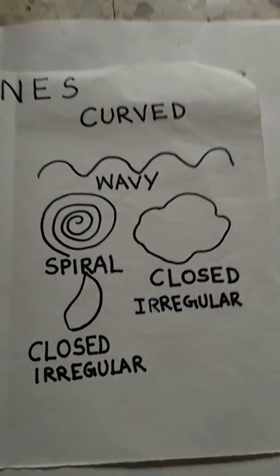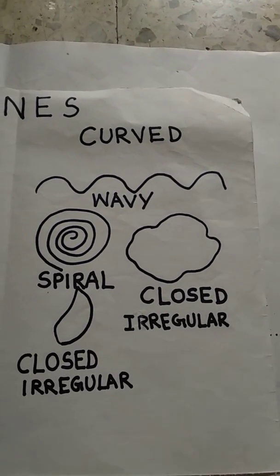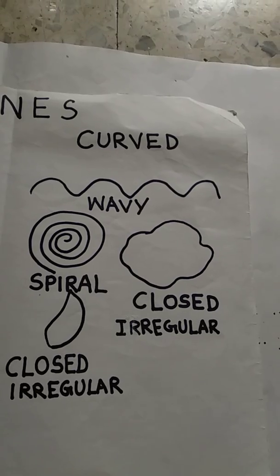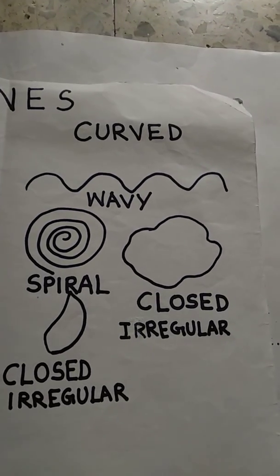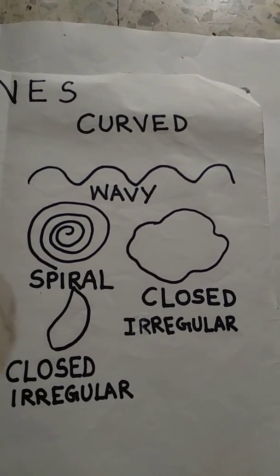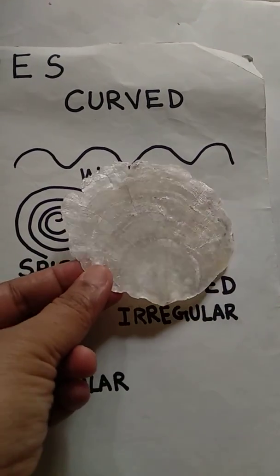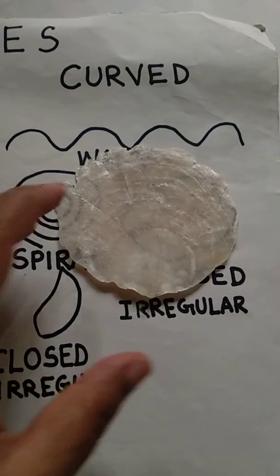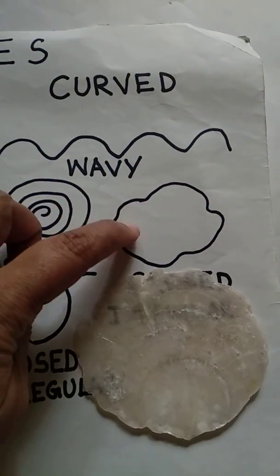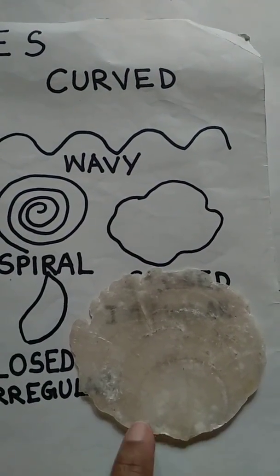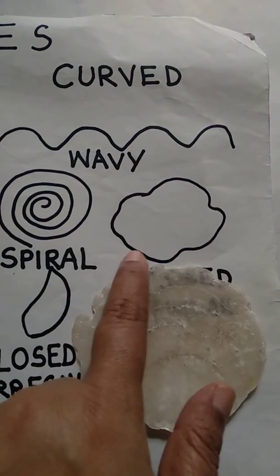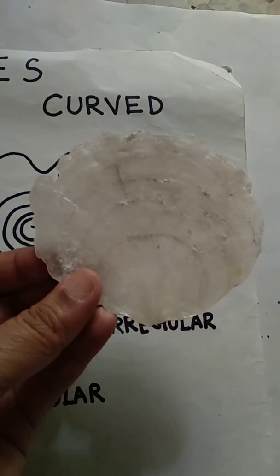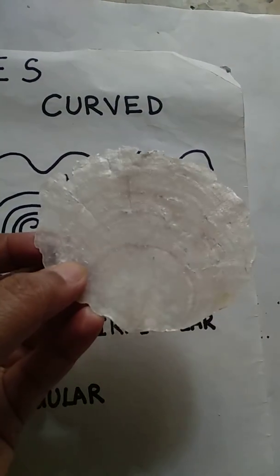Now I would like to show you some objects which are made of curved lines. I have a lovely collection of shells. Would you like to see them? All right, look here. See, I collected this shell from a beach. Doesn't it look like this shape? Irregular shape. It is made of curved lines. Do you like it? I can make a pendant out of it, isn't it?